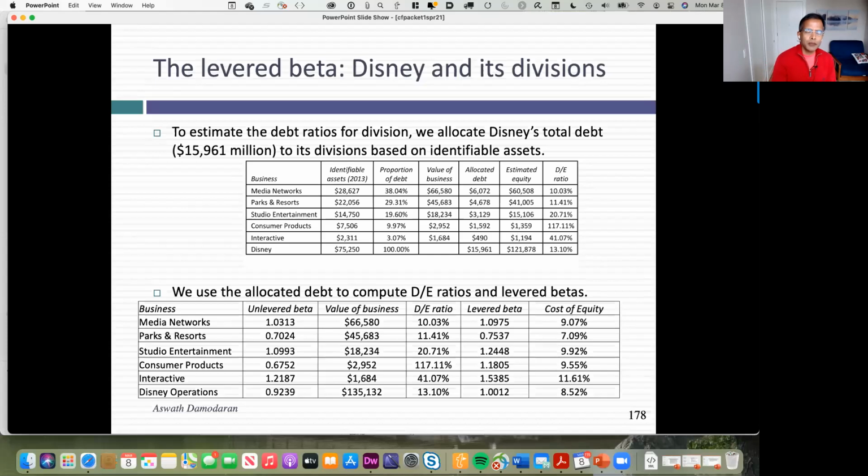If you walk into Disney Burbank and you look around, there is no way you can tell me that every business that Disney has is equally risky. I've now reallocated the risk and come up with different betas for each business.